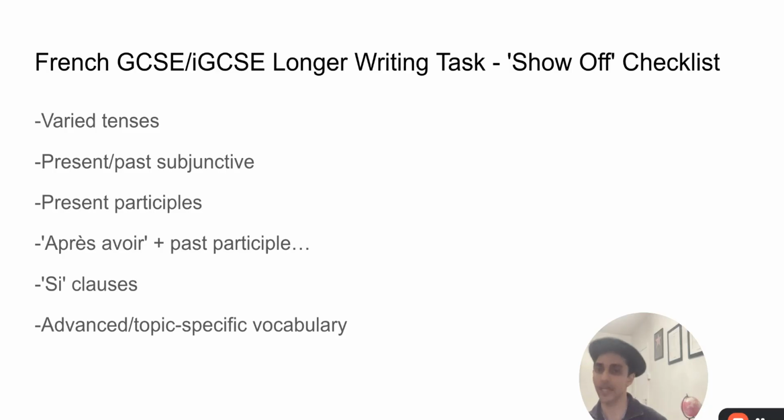And advanced or topic-specific vocabulary too. So that can vary from topic to topic. Some topic areas are certainly harder than others, but if you do know vocabulary specifically related to the topic area your longer writing task is on, then there's no harm in throwing in some of those words, and they can appeal to examiners more as well.